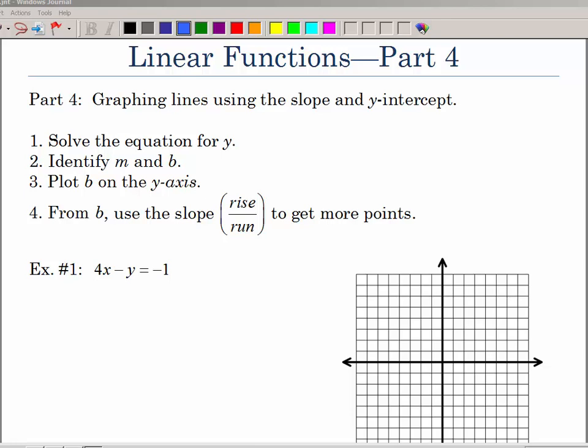In our final part of linear functions, we're going to be looking at graphing lines using the slope and the y-intercept, m and b. Most students feel very comfortable with this because it is something they did in high school and actually remember. But let's just go through it just in case you don't remember.